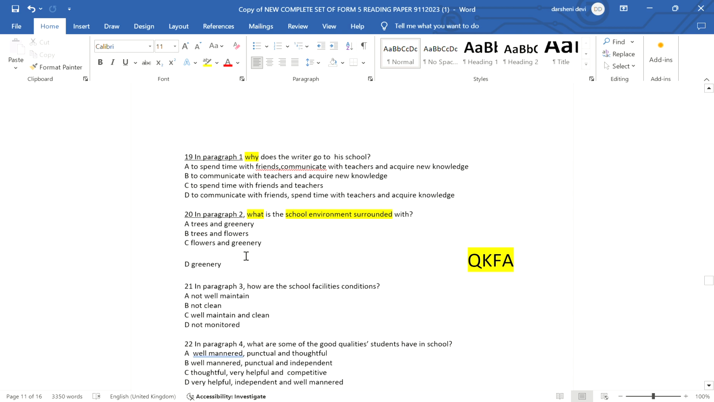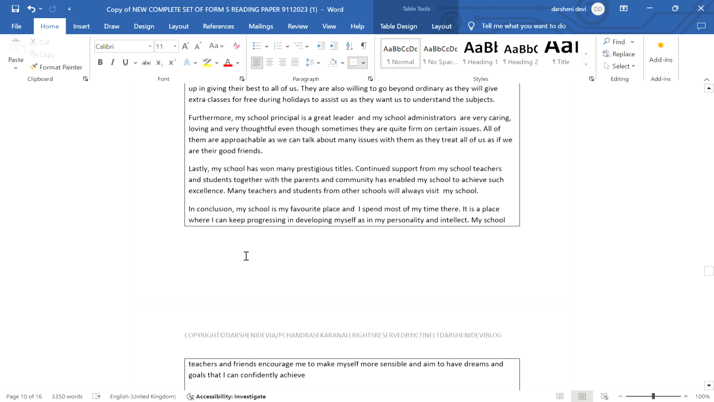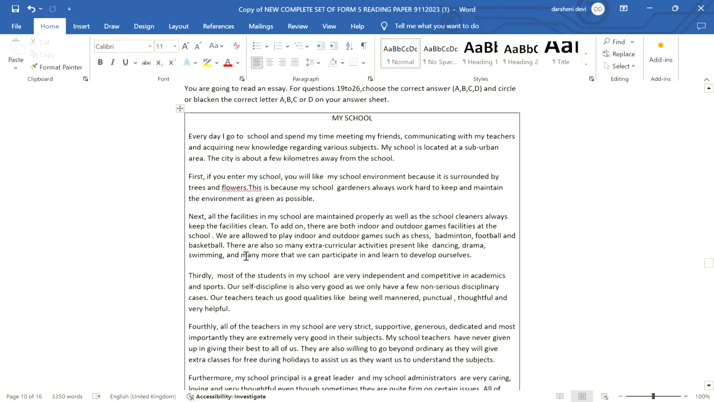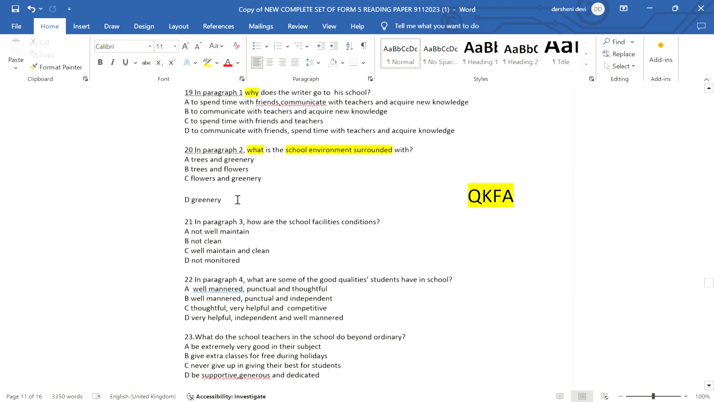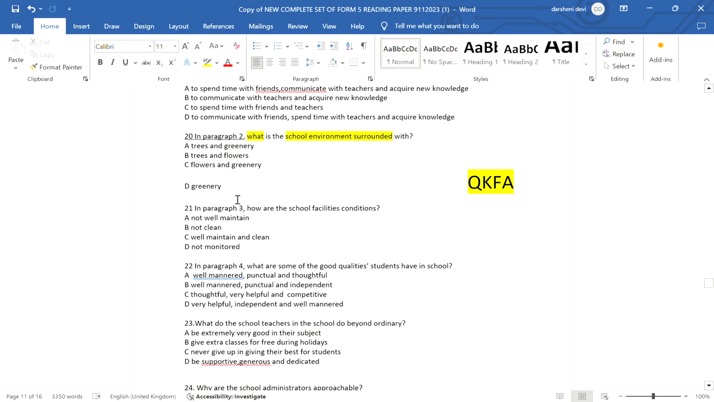So let's go straight to the text. We know the keywords: school, environment, surrounded, what, trees, flowers, greenery. And it's in paragraph 2. So let's go to paragraph 2. You see, surrounded by trees and flowers. You already have the keyword. So let's come back here, and the answer is trees and flowers. So that's how question 20 is.